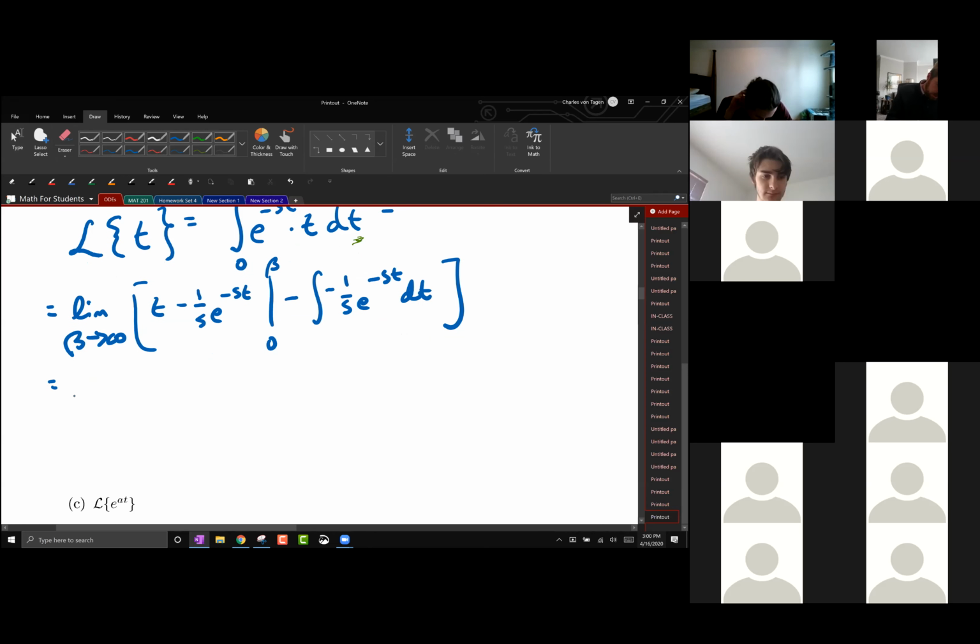Cleaning this up, we get the limit as beta approaches infinity of minus t over s e to the minus st. That's a times there, folks; I didn't emphasize that. And then this would be a plus sign, since we're dividing by another factor of minus 1 over s. So minus 1 over s squared e to the minus st. And all of this gets evaluated from 0 to beta.